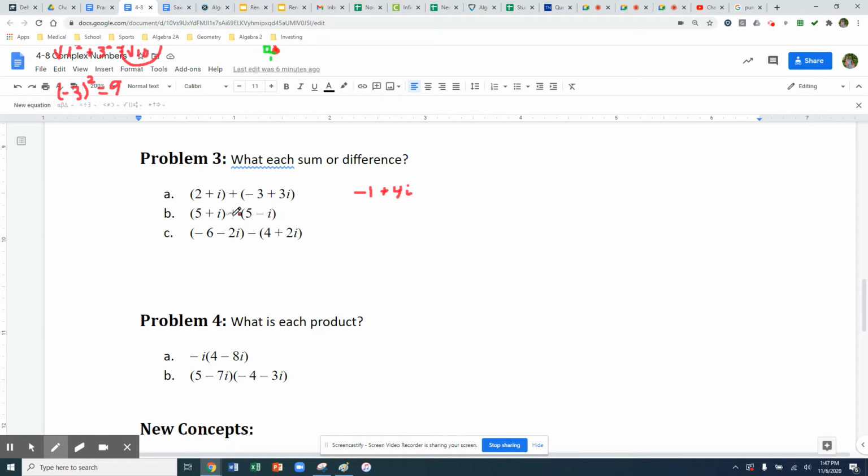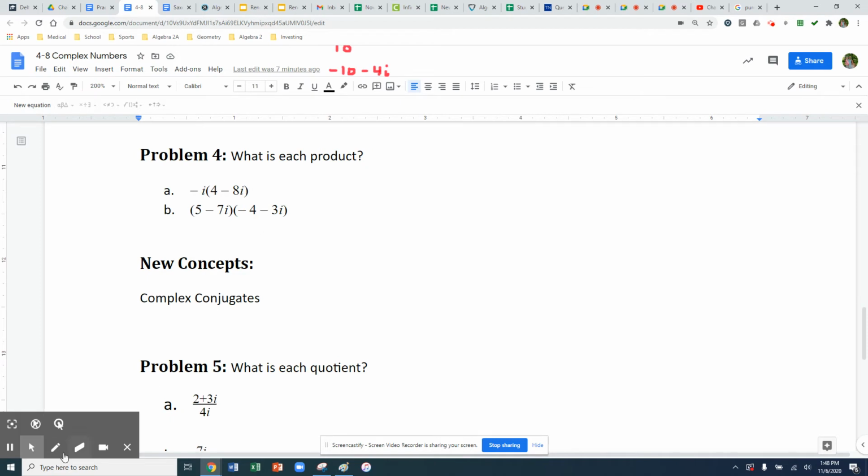Next problem, we've got 5 plus 5, which is 10. i plus -i is 0i, so this one changes to a real number. In part C, I'm going to have -6 minus 4, so be careful. You're at -6, you take 4 more away, you're at -10. -2i minus 2i, it's not going to be 0. We're subtracting 2i from -2i, so we're going to be down to -4i. So to add or subtract, we can just combine the reals together and combine the imaginary parts together.